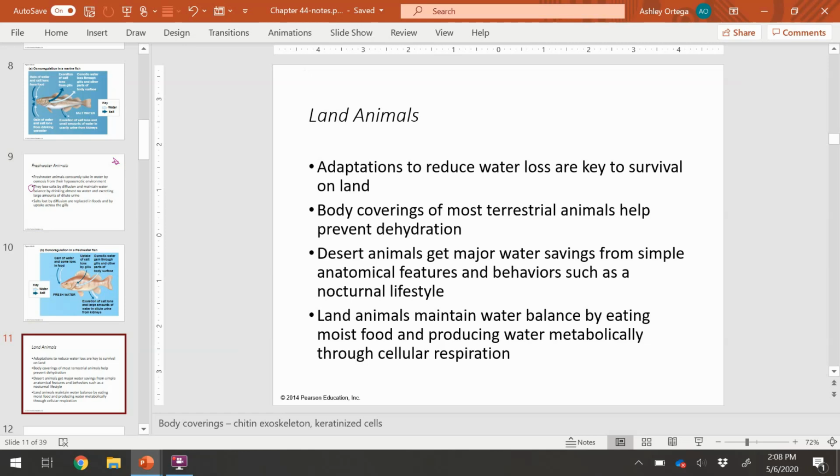Other animals have different methods, like desert animals will have simple anatomical features that prevent water loss, and behaviors such as a nocturnal lifestyle, being awake during the evening time when the temperature is cooler will allow for less water loss during activities than doing so during the daytime when the sun is out. They also maintain water by eating moist food, producing water metabolically through cellular respiration. In terms of cellular level, at the end of cellular respiration, in the mitochondria, one of the products is water.